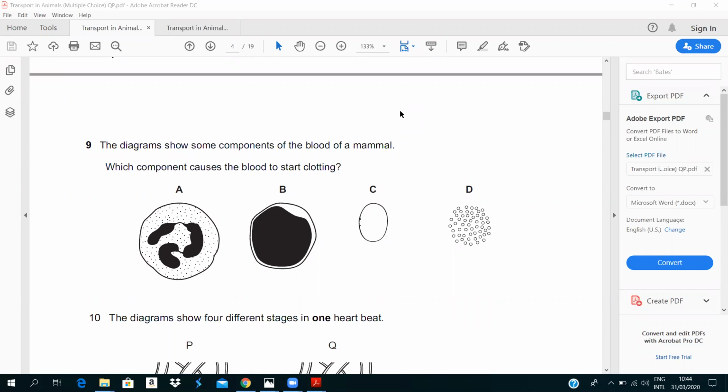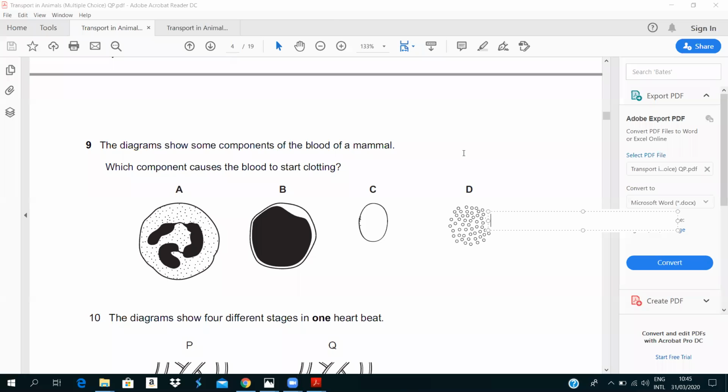The diagram shows some components of the blood of a mammal. Can you read the question? Yes. The diagram shows some components of the blood of a mammal. Which component causes the blood to start clotting? D. Thanks, Omar. D. Why is it D? You know? Because it's happening in it. Thanks, and I will explain. Don't worry. Thanks a lot, Omar Ayman.